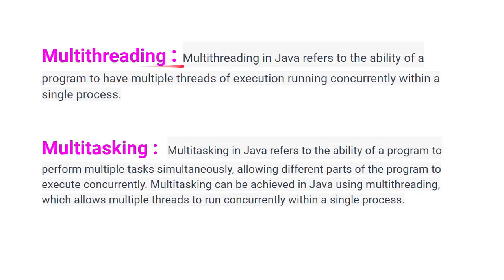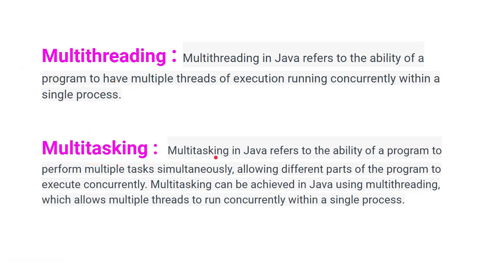What is multi-threading and what is multitasking? Multi-threading in Java refers to the ability of a program to have multiple threads. Multiple threads means just before, I created multiple threads, running concurrently within a single process. Single process means in the same process or same JVM, we are running multiple threads concurrently. That is called multi-threading.